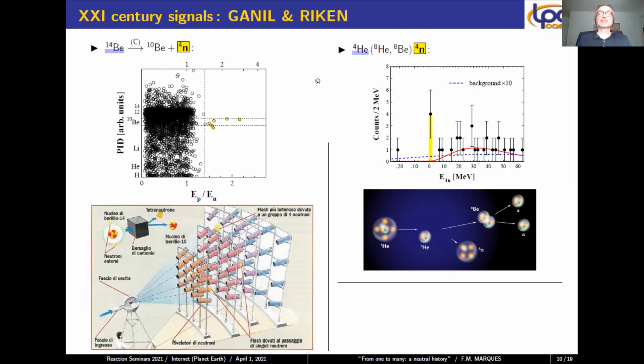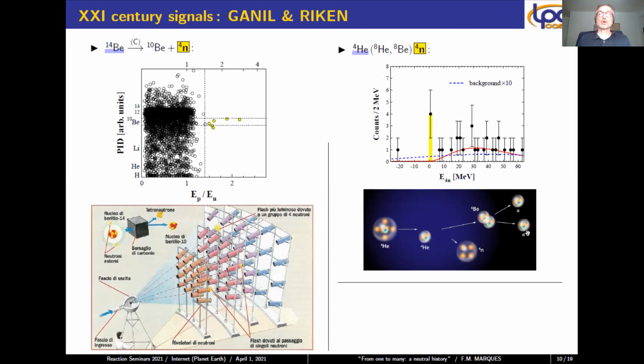In 2016, these are the results from Riken, a completely different technique. This is double charge exchange on a helium-4 target. You have a helium-4 target and a helium-8 beam coming in. With double charge exchange, helium-4 becomes a tetraneutron that remains in the target area and is not detected. But the helium-8 becomes beryllium-8, which decays into 2 alphas, and you measure these 2 alphas.